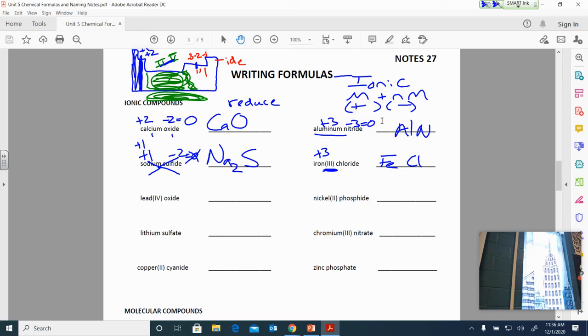Chlorine is in the -1 column on the periodic table, so it's a -1. Now again, I ask myself that question: +3 -1, does that equal 0? No, they do not balance 1 to 1. So I'm going to do my crisscross method.